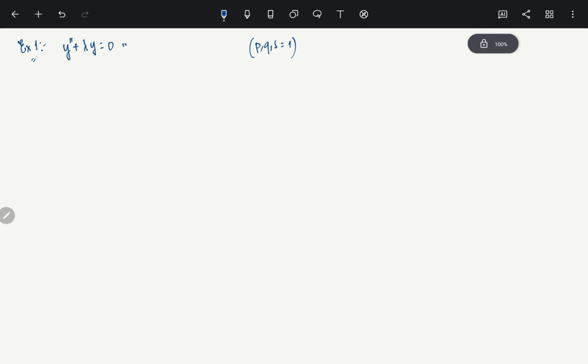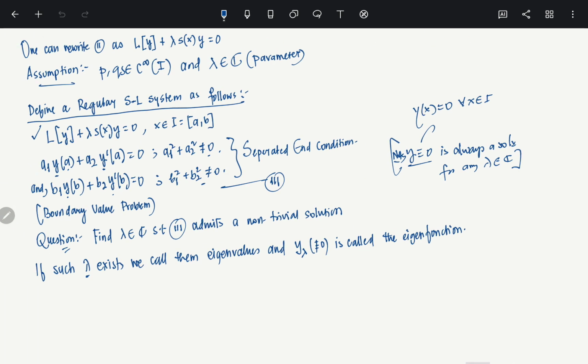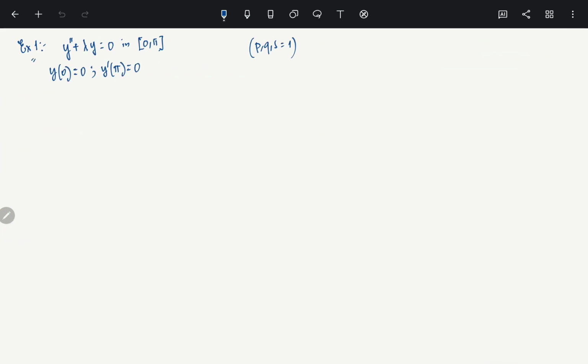This is in (a, b). For now, let me just put it as (0, pi). So basically a is 0 and b is pi, and then you have these boundary conditions: y(0) equals 0 and y prime of pi equals 0. See, if you check with this condition, you see here a is 0, b is pi, alpha 1 is 1, alpha 2 is 0, beta 1 is 0 and beta 2 is 1, right? And then we will get this condition.